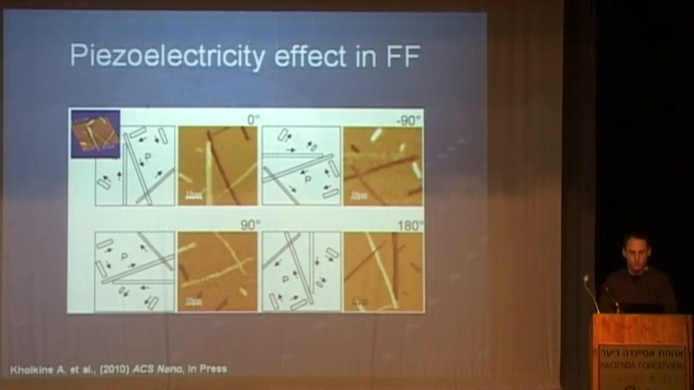So here we can see the results. We can see the difference between, for instance, 0 degrees and 180 degrees. All the bright tubes become dark and all the dark tubes become bright. This really strengthens our theory that the spontaneous polarization vector is along the peptide nanotubes.